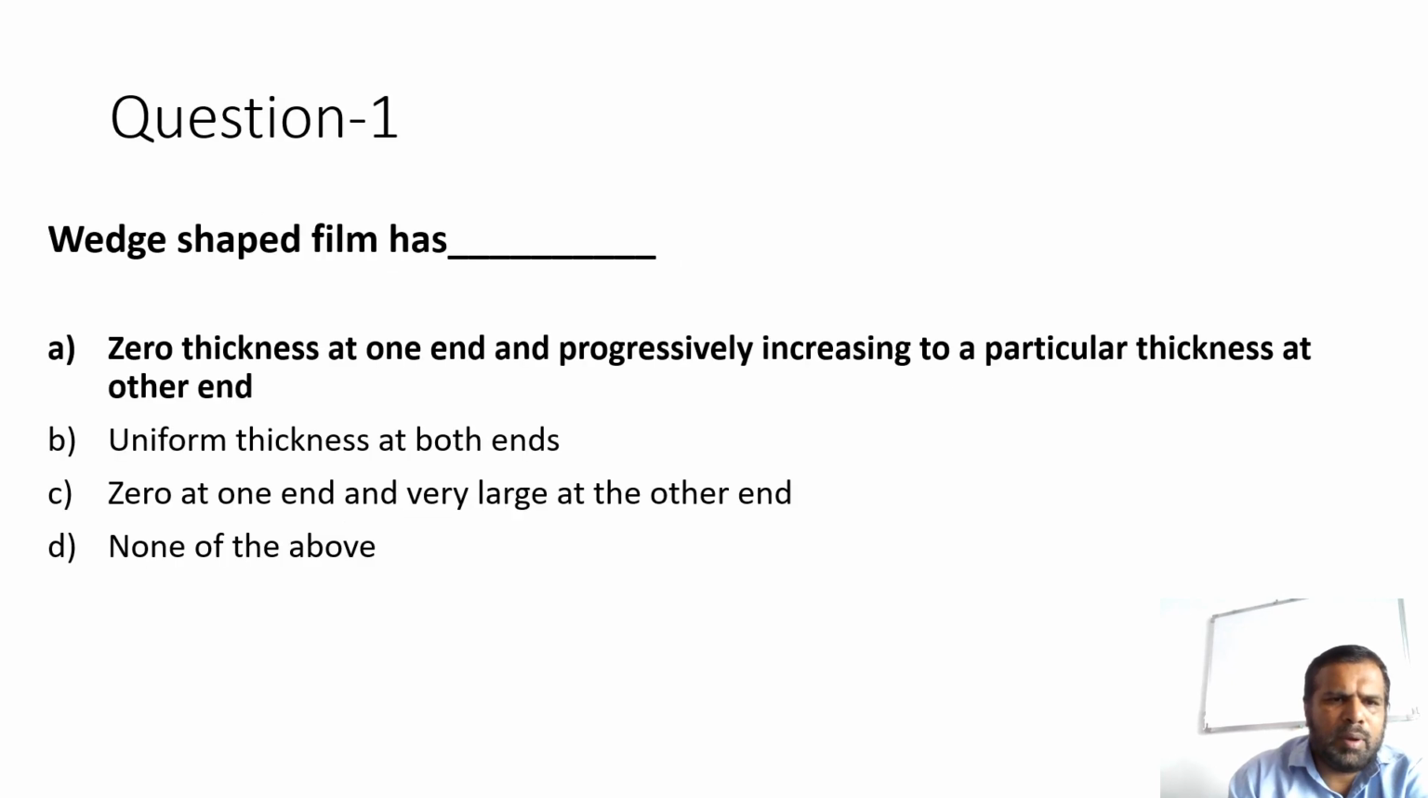Now on the basis of this session, we will study some multiple choice questions. Question number 1. Wedge shaped film has dash. Options are option A, 0 thickness at one end and progressively increasing to a particular thickness at other end. Option B, uniform thickness at both ends. Option C, 0 at one end and very large at the other end. Option D, none of the above. The correct option is option A, 0 thickness at one end and progressively increasing to a particular thickness at the other end.